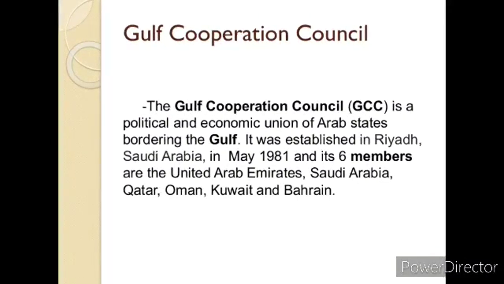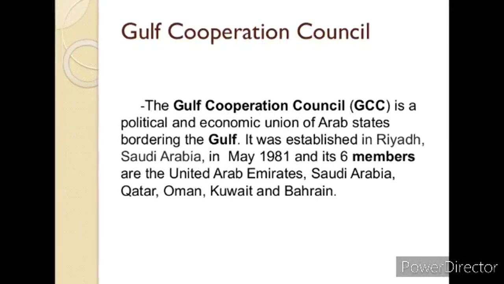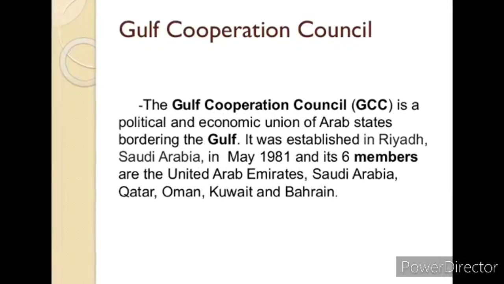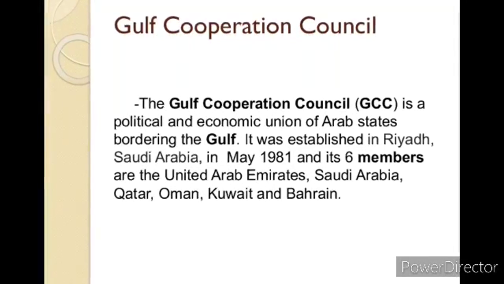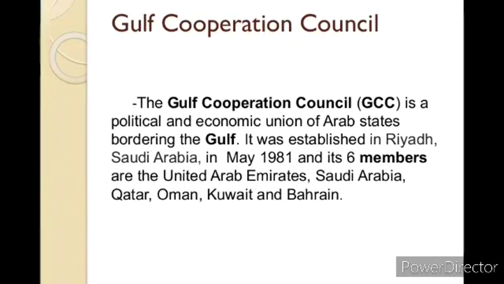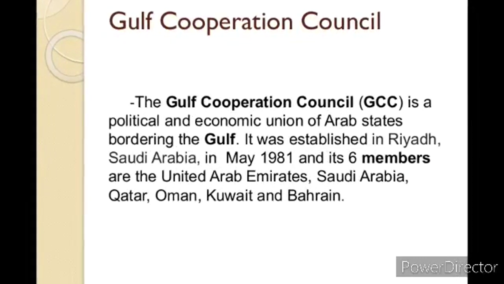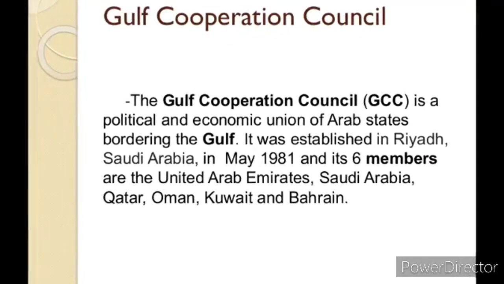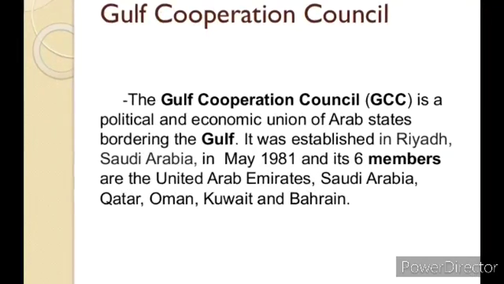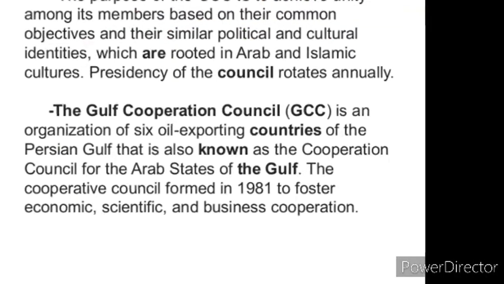Gulf Cooperation Council. The Gulf Cooperation Council, or GCC, is a political and economic union of Arab states bordering the Gulf. It was established in Riyadh, Saudi Arabia, in May 1981, and its six members are the United Arab Emirates, Saudi Arabia, Qatar, Oman, Kuwait, and Bahrain.